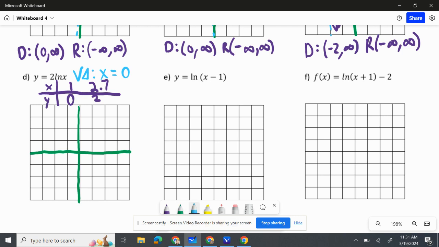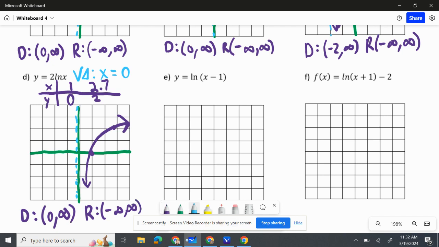We're going to draw our vertical asymptote at 0. And then for our table of values, we have 1 and 0, and then we have 2.7 and 2. We're going to look at our domain and range. Domain, our asymptote is at 0, so 0 to infinity. And then our range is always the same, -infinity to infinity.